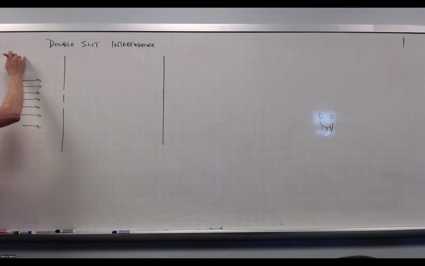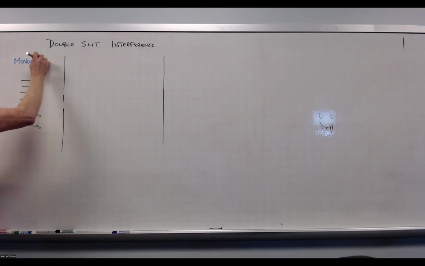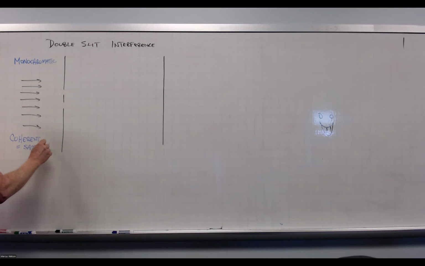So I'll just make a note of that here, and we can talk a little bit more about those conditions as time goes on. So coherent equals same phase. They all are at the same point in their cycles. All right, and monochromatic means same wavelength.